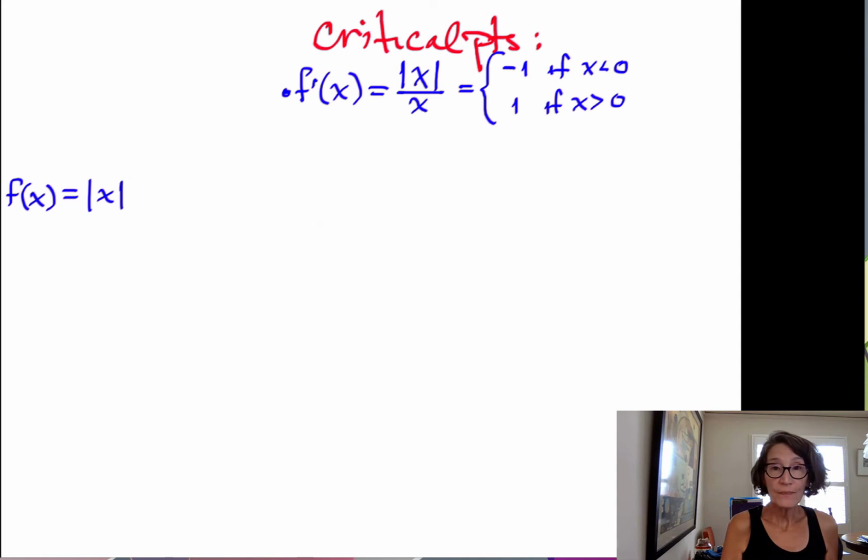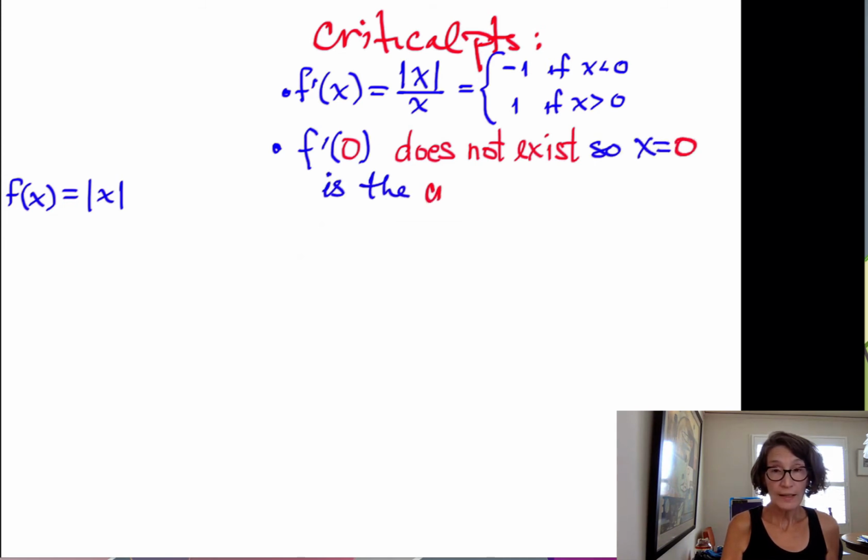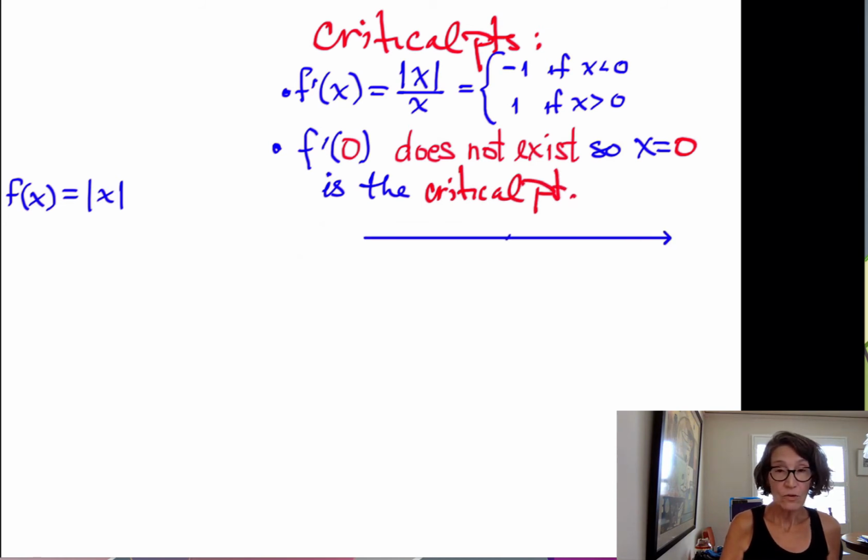So notice the derivative is never 0. It's either -1 or it's +1. But also notice the derivative doesn't exist at x equals 0. So f prime of 0 does not exist. So that means that we just have one critical number. So x equals 0 is the only critical number. And to test it, we use a sign diagram. So set up a sign diagram for the derivative function, and you plot all the critical numbers on the number line. So x equals 0 is the only critical number here.